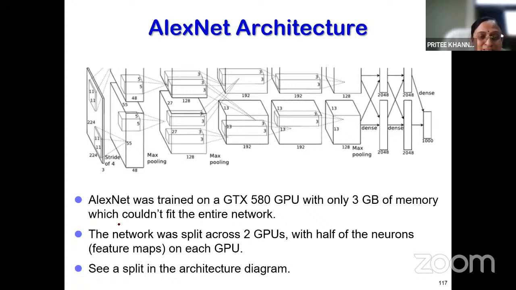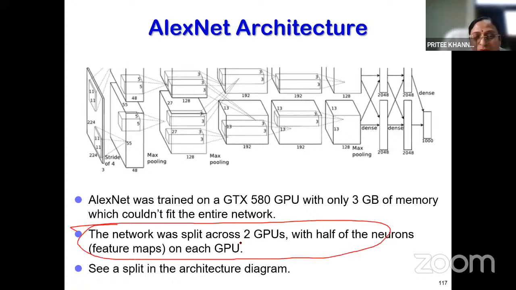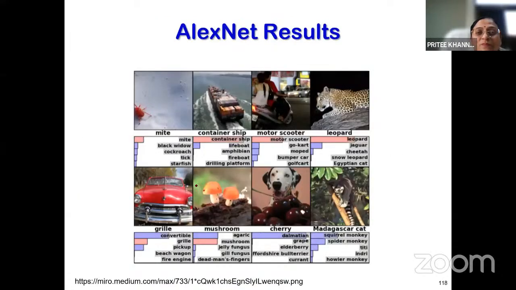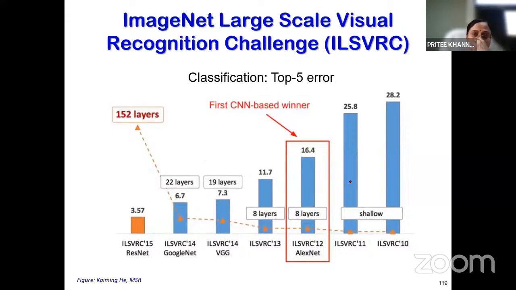So here, just see this. The network, as I showed you, was split across 2 GPUs, and that is how you can see the split in the architecture. When you see these pictures, they are trained on different GPUs. So these were the results of AlexNet, and this is the classification. That is how AlexNet gave you the first point. This was the first CNN-based winner, as I told you, with 85% accuracy as compared to others.